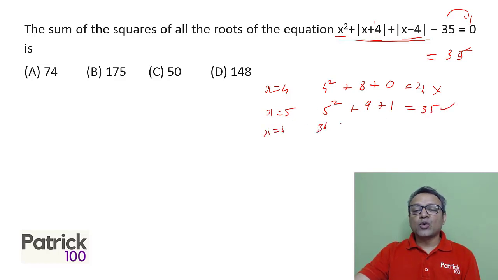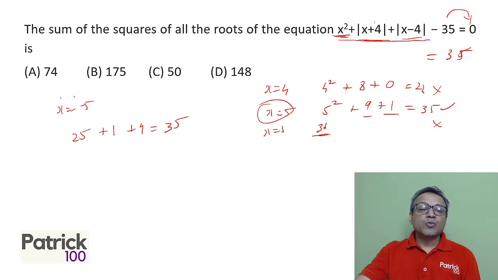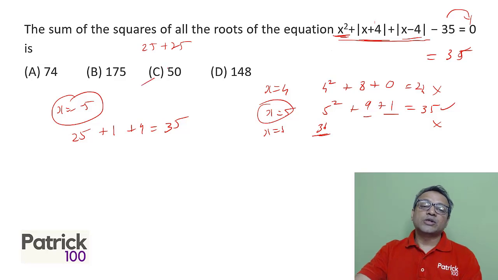6 gives 36, no, it will not satisfy. This itself becomes 36 and the rest are positive. So 5 satisfies. Again I said, always check for positive and negative. So you realize all these become positive. Even if I take -5, what happens? You will still get 25. Then -5 plus 4 will give you -1, which gives you +1, and then +9, which will still give you 35. So both -5 and +5 satisfy. That means the sum of the squares will give you 25 plus 25, which will give you 50 as the answer.